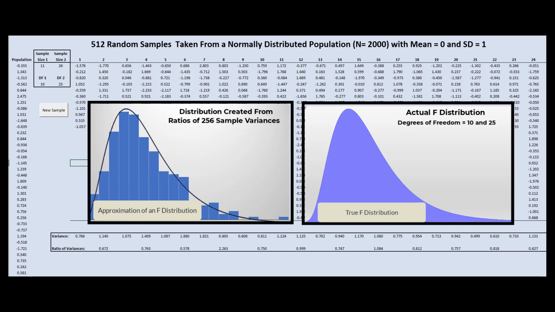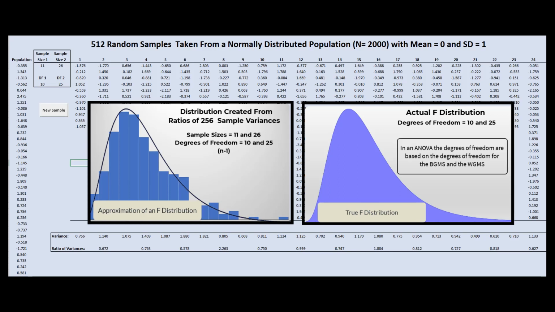But the point of the demonstration was to show you how the F distribution can be approximated by plotting the ratio of variances randomly sampled from a normal population. Our example F distribution was based on variances calculated on sample sizes of 11 and 26. Therefore, the degrees of freedom in this example were 10 and 25. When the F ratio is calculated in an ANOVA, the degrees of freedom used for the F ratio are the degrees of freedom associated with the between groups mean square and the within groups mean square, respectively.